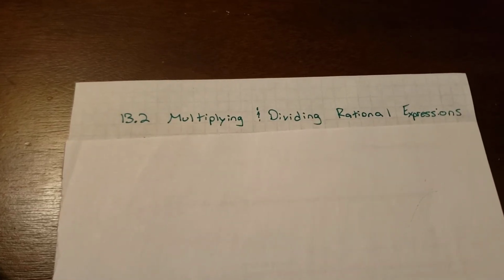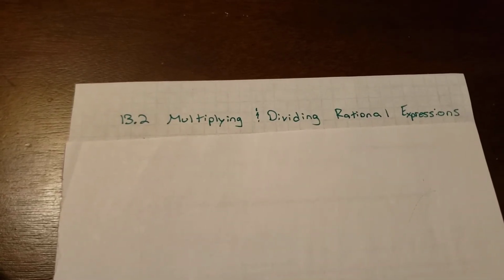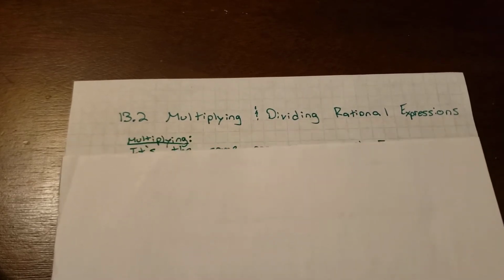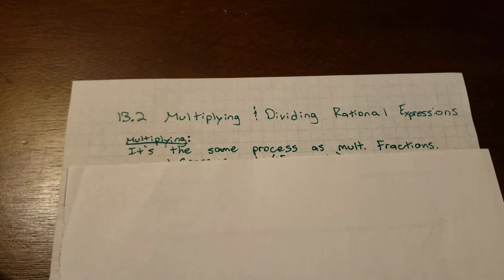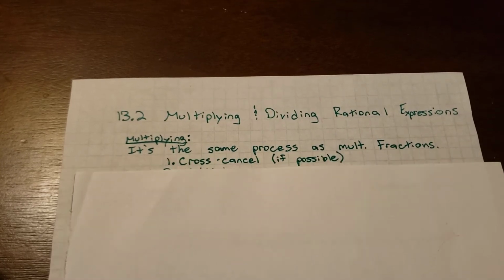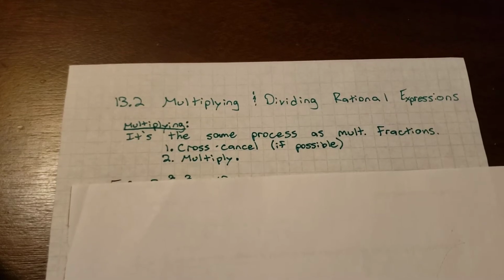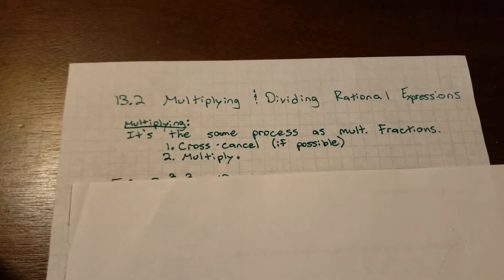Today we are multiplying and dividing rational expressions. What's nice is this is basically fractions. So when we multiply, it's the exact same process as fractions. First, you cross cancel if you can, then you multiply. Easy money.